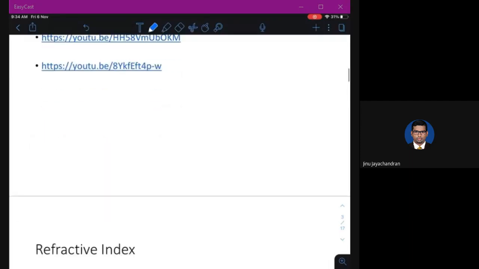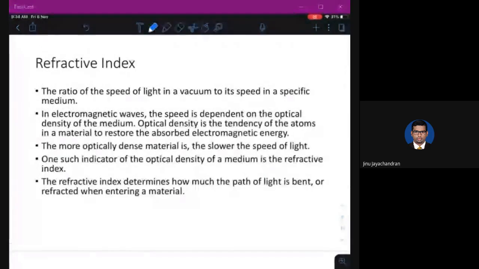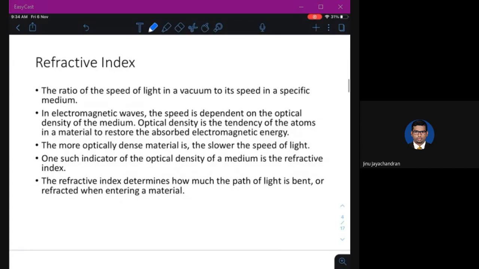Okay, the next concept is regarding refractive index. You might have studied this all through your 10th to your second year, third year BTech, but just to reiterate what a refractive index is: the ratio of the speed of light in vacuum to its speed in a specific medium is called the refractive index. So it is actually a property of the material. It's a material property. If the speed of light in a material is half that of the actual speed of light, then you say the refractive index is 2.